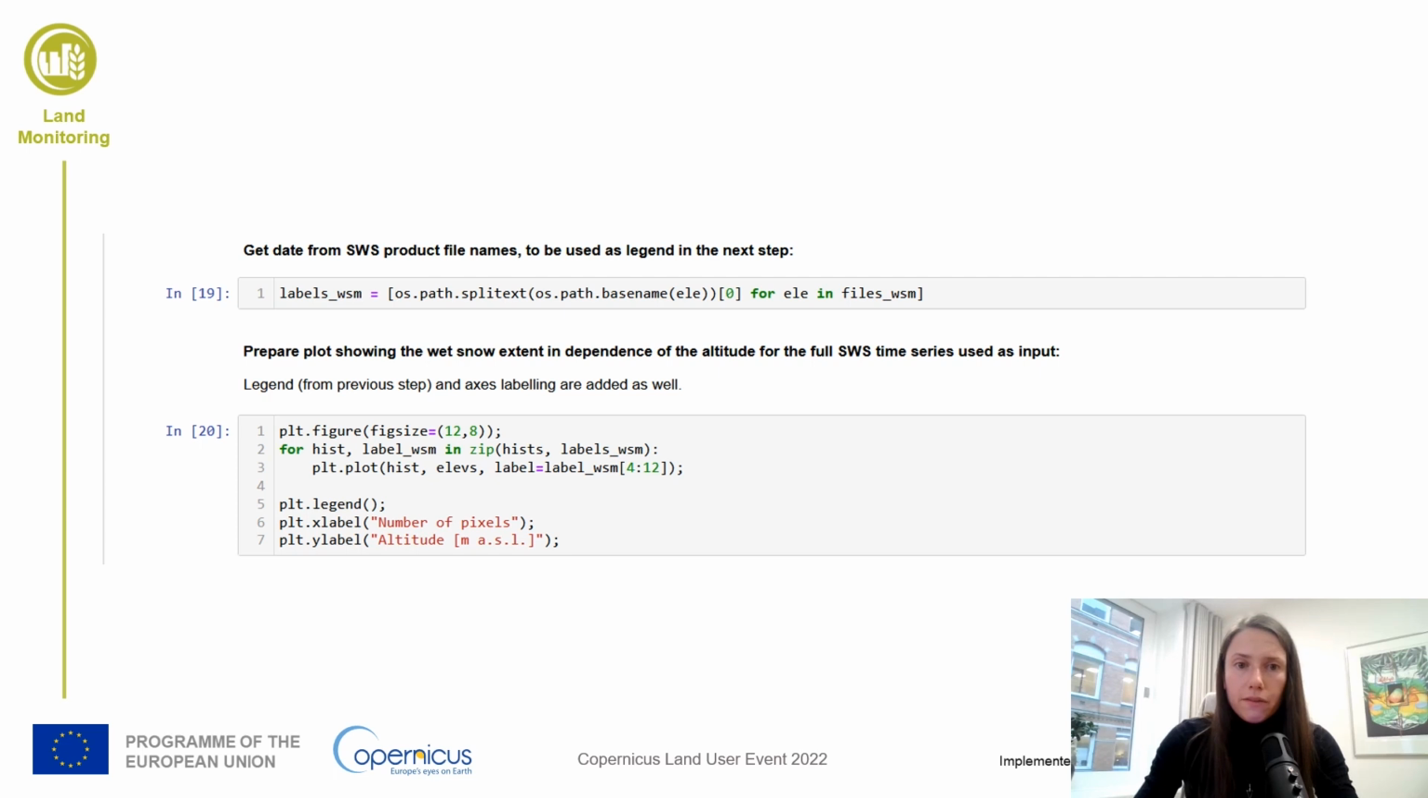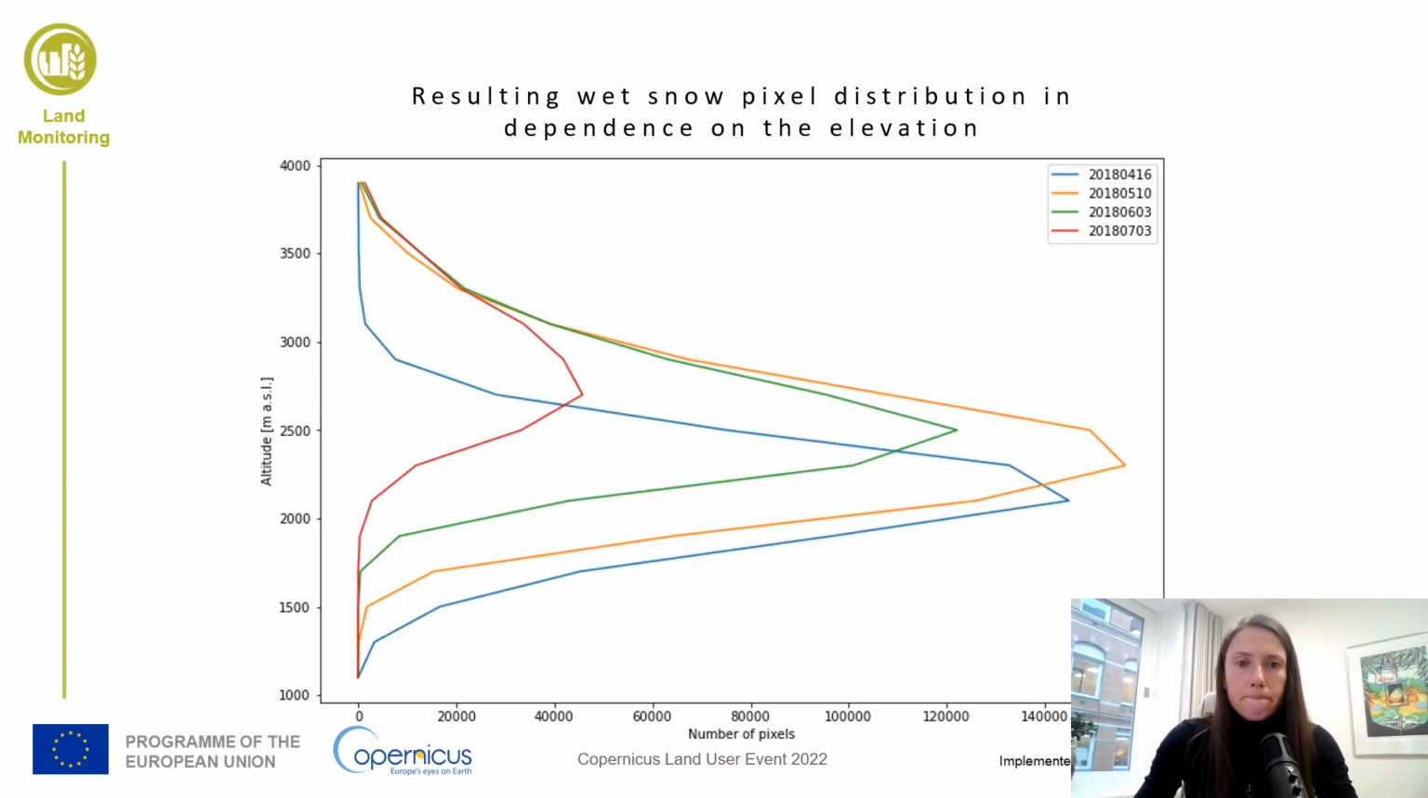And here we prepare the figures, get the names from the SAR wet snow product names, and we prepare a plot showing wet snow extent in dependence of altitude. This is our result. This is the elevation distribution of the wet snow areas for different time steps. So what it does here is that it reads all 4 datasets of the wet snow map that we were shown at the very beginning, and they are all analyzed with the same digital elevation model. And the result is how the wet snow areas are distributed in relation to the local height of this region. And this is considering the period from 16 April 2018 to 3rd of July 2018. So it's a melting season in the Alpine range.